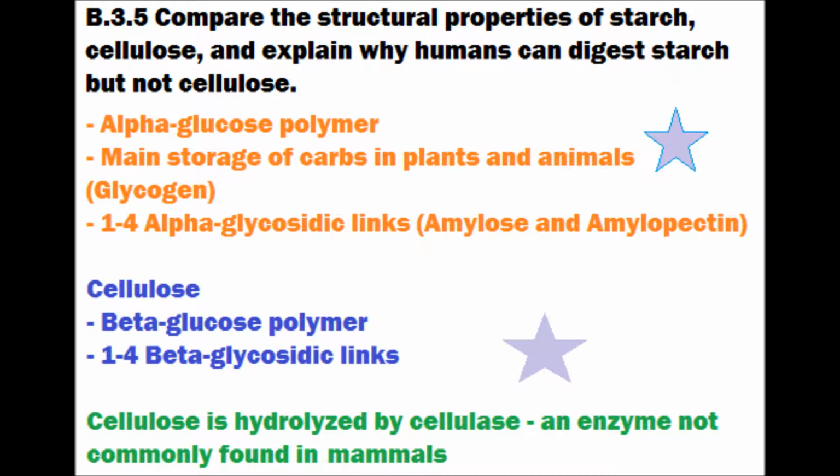Cellulose is a beta-glucose polymer with 1,4-beta-glycosidic links, and it's a structural material in plant cells. Mammals are unable to digest cellulose because the enzyme cellulase is required to hydrolyze cellulose, and it's absent in most mammals.